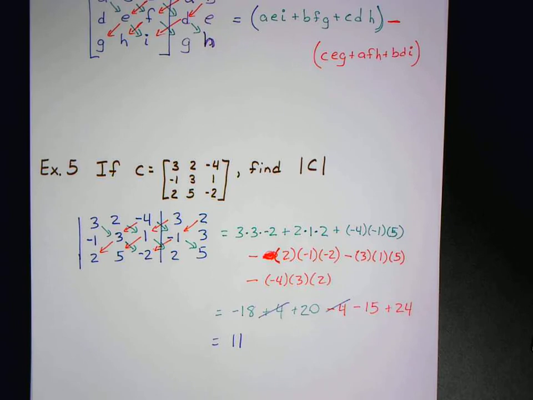So it's whether you want to do it with creating the little determinants and doing your cross multiplying, or whether you want to copy down the columns and do the diagonals.